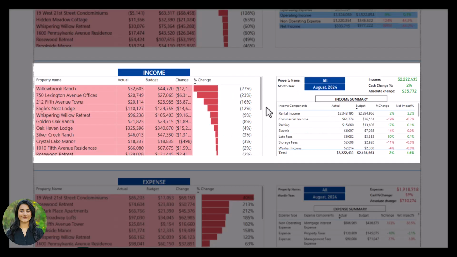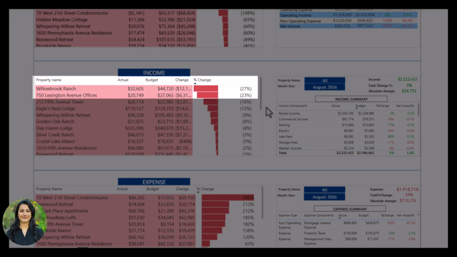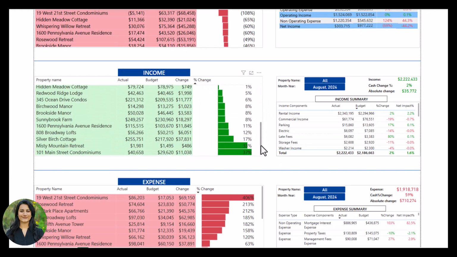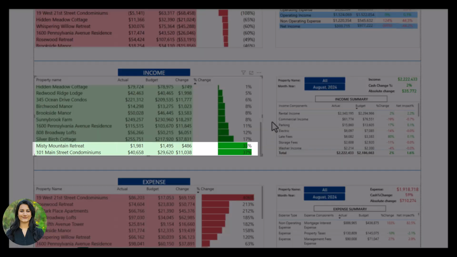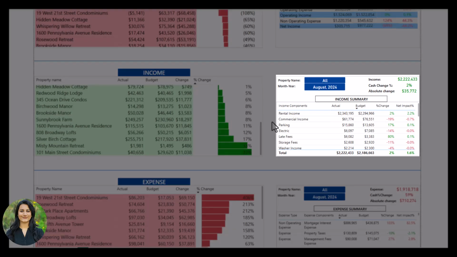Let's look at the income section now. In this visual, properties that generated less revenue than the budget are shown in red, while those who exceeded their revenue targets are shown in green. We can observe that a few properties missed their revenue targets by over 20%, but when we scroll down, we can also find properties that actually did better, with over 30% more revenue than expected.